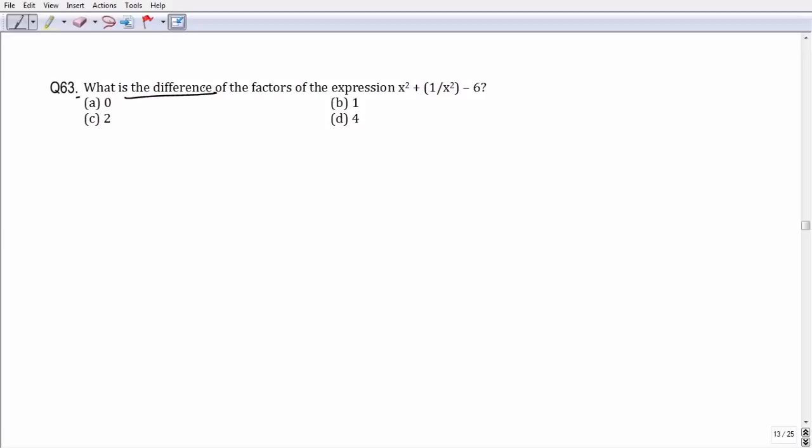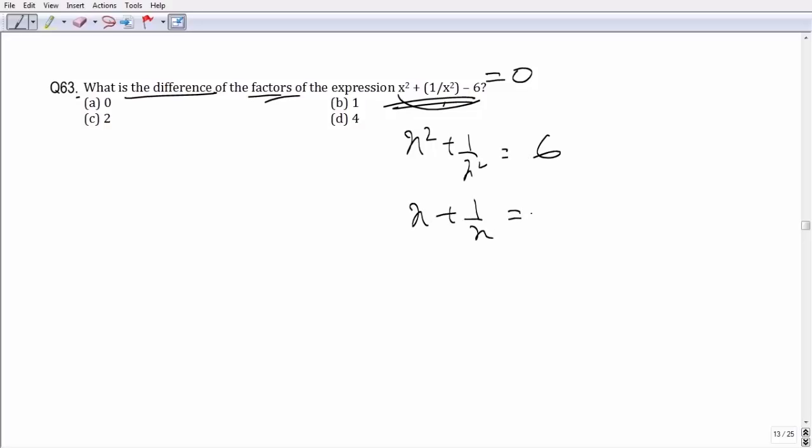Now it says, what is the difference of the factors of the expression x square plus 1 by x square minus 6. Now, in order to calculate the factors of this particular expression, we know that we have to keep it equal to 0, with which the value of x square plus 1 by x square turns out to be 6. And from here we can say that the value of x plus 1 by x will turn out to be 2 root 2. That is, 6 plus 2 under root.